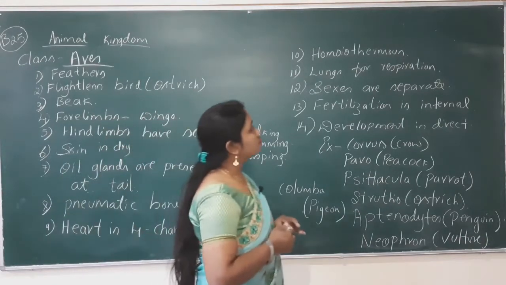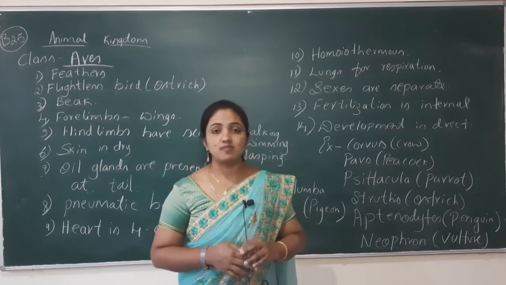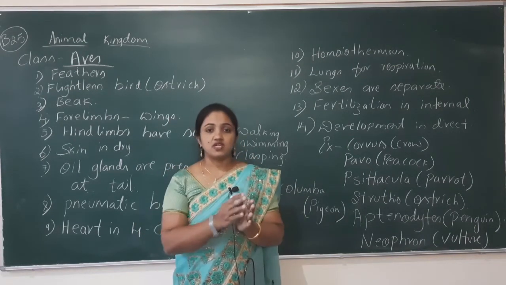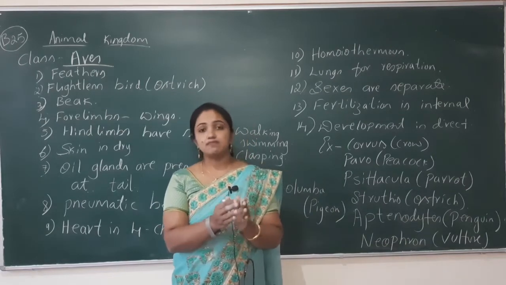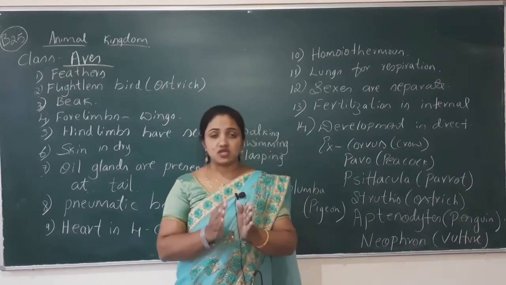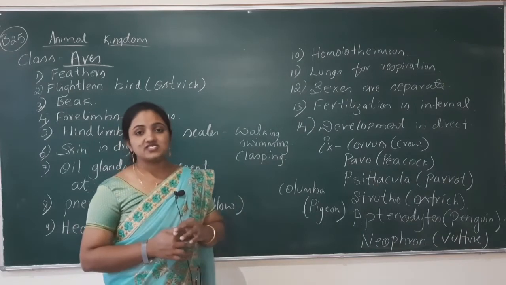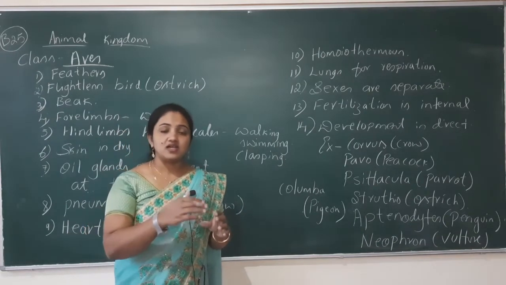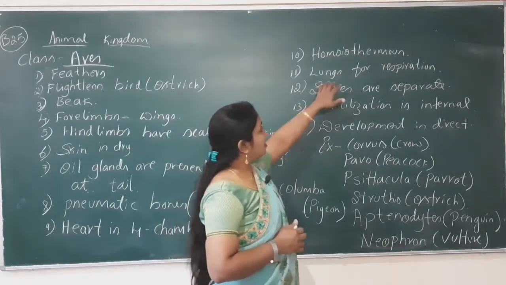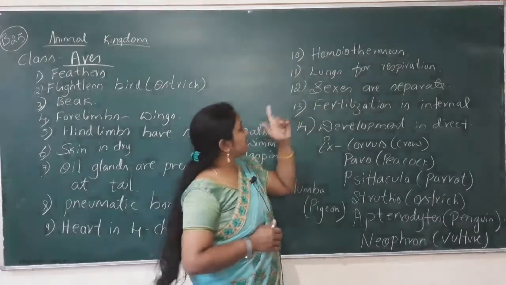They are homeothermal. They are warm blooded animals. Warm blooded means they can manage their body temperature in response to the external environment, the ambient outer temperature. Now, lungs: they have lungs, which are meant for respiration.